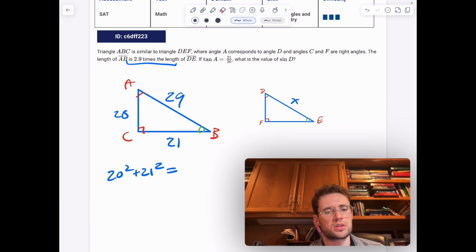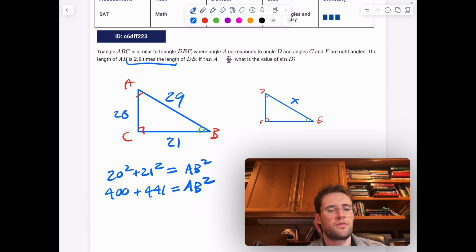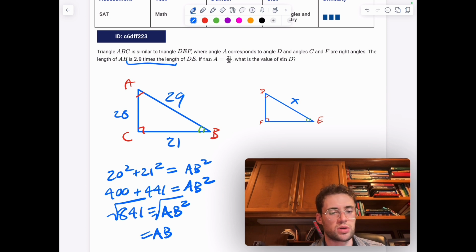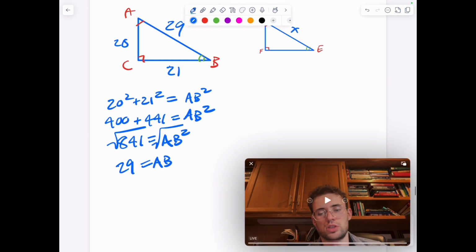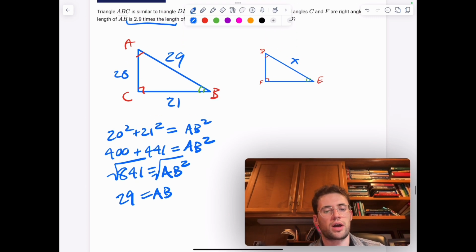Right, so I'll write AB squared. 20 squared is 400. 21 squared is 441. So that's equal to AB squared. 400 plus 441 makes 841. And then to get AB, you do the square root of both sides. And the square root of 841 is going to be 29. Now, if you didn't know that, you just type it into a calculator. You figure it out. 20, 21, 29.